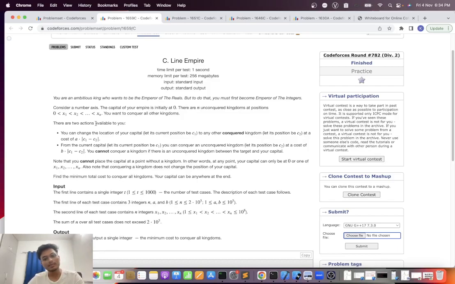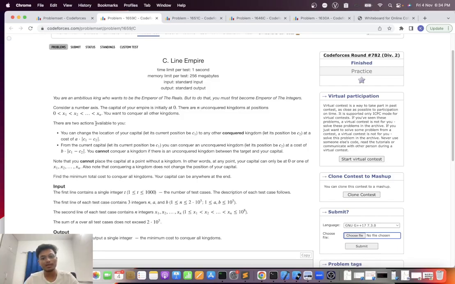There are n unconquered kingdoms at positions 0 to x, and you want to conquer all the other kingdoms. All integers are in increasing order. There are two actions available to you. You can change the location of your capital, let the current position be c1, to another conquered kingdom, let it be c2, at a cost of (c1 minus c2) times a. From the current capital, let its current position be c1.